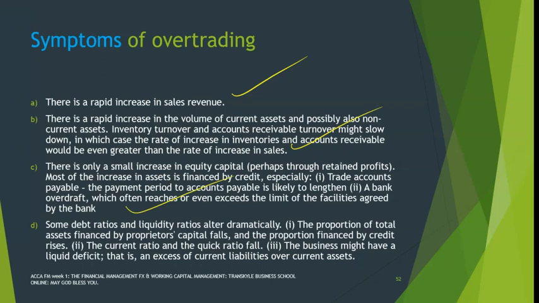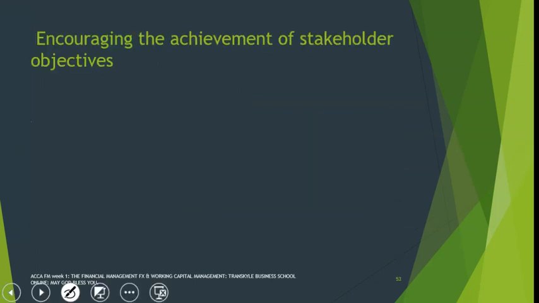Some debt ratios and liquidity ratios alter dramatically. The proportion of total assets financed by the proprietor's capital falls, and the proportion financed by debt increases. The current ratio and the quick ratio fall. The business might have a liquidity deficit, that is an excess of current liabilities over current assets. When you see these symptoms, just suspect overtrading.